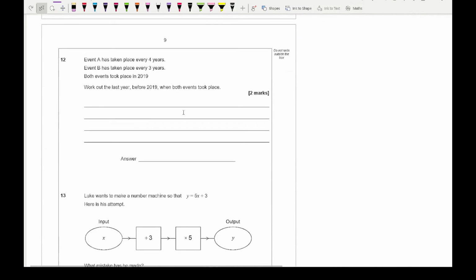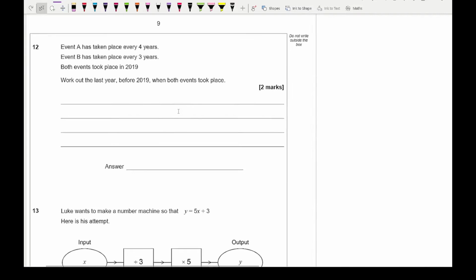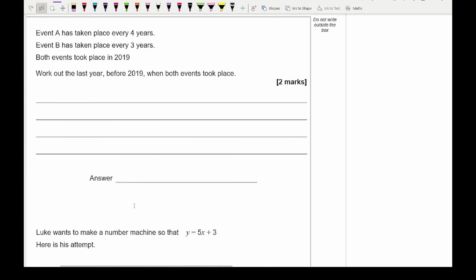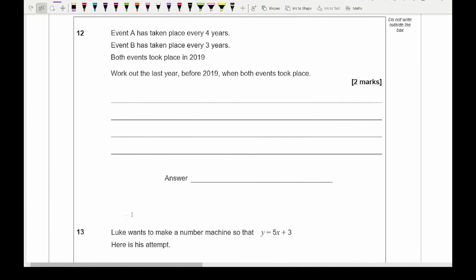Moving on to question 12. Let's just zoom in a little bit so we can see it clearly on the screen. It says event A has taken place every 4 years, event B taken place every 3 years. Both events took place in 2019. Work out the last year before 2019 that both events took place.